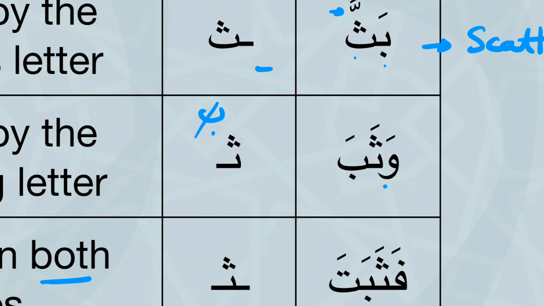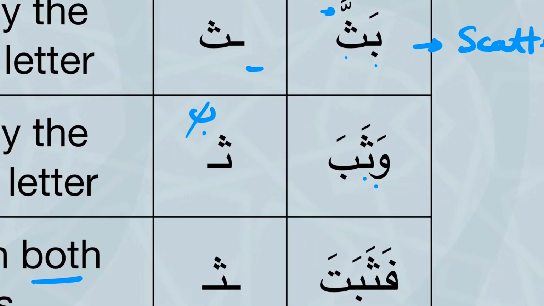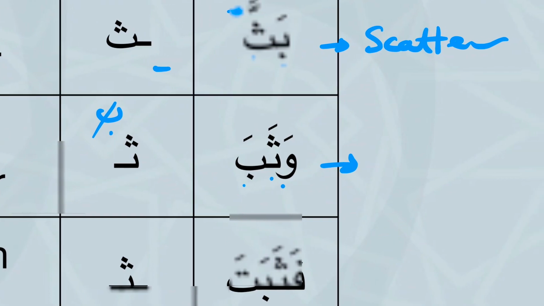So how would I pronounce this? Tha has a fatha and ba has a fatha. So I would say wathaba, wathaba, wathaba. Wathaba is to basically kind of jump.